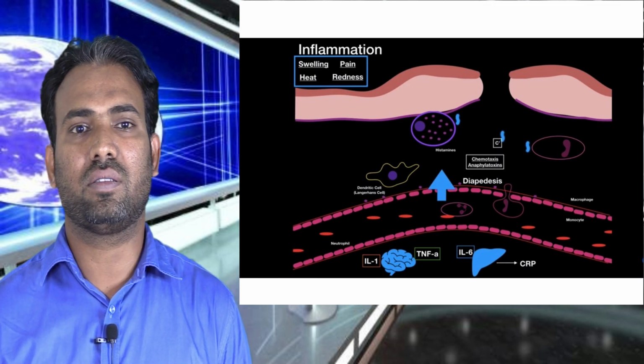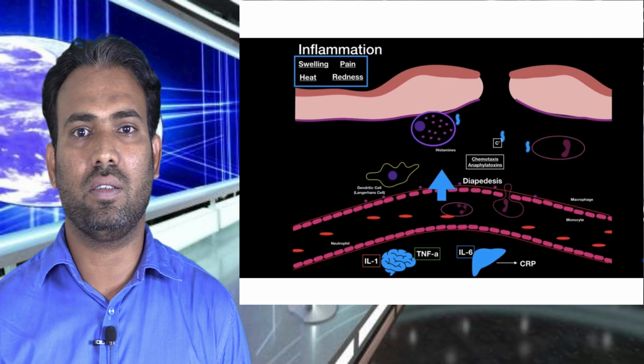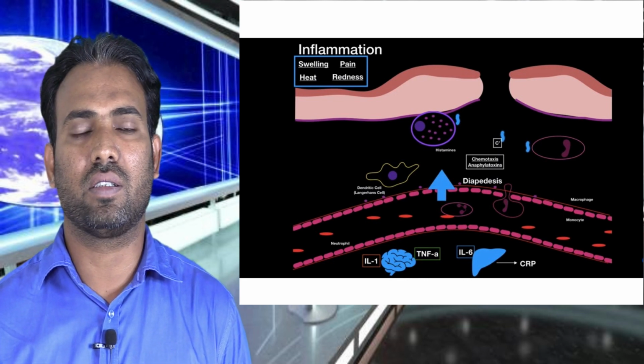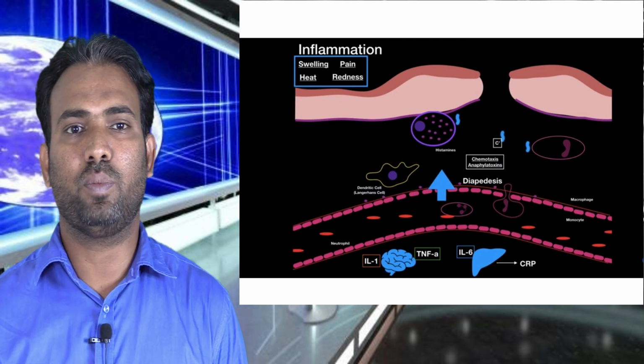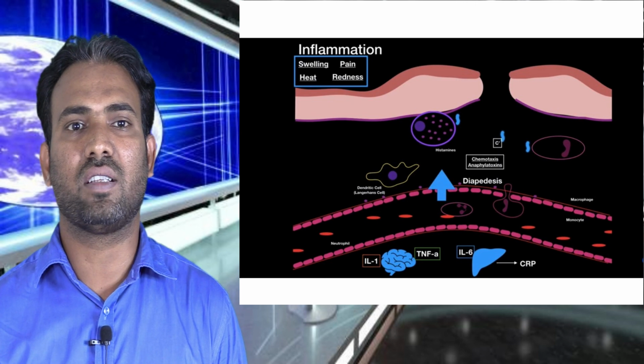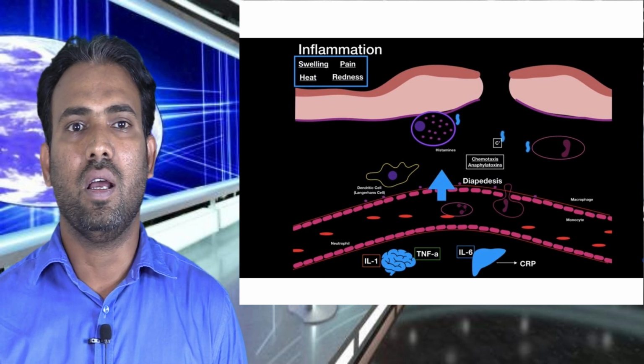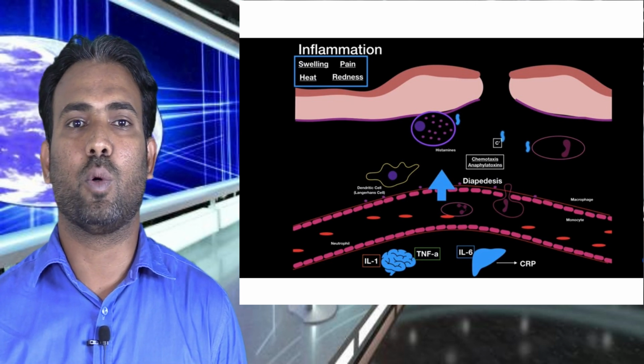So from this, I conclude my session on these cellular factors. Hope we will look into the next session on the complement system, which is known as the humoral factors.